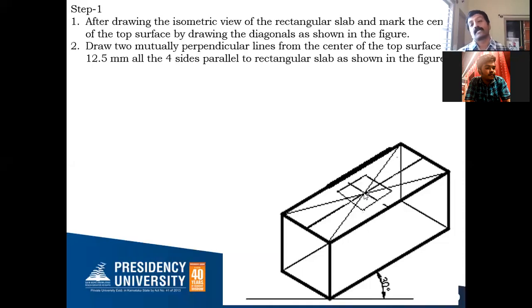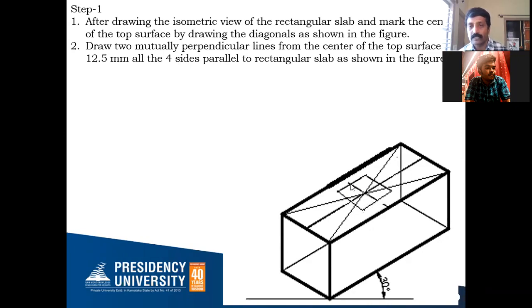Now what is the size of your cube? The cube is having 25 millimeters. Half of that from the center, if you take, how much should I take? 12.5. You take isometric 12.5 from the center. This point you get from here, this point from here, this point from here. So 4 end points you're going to get.